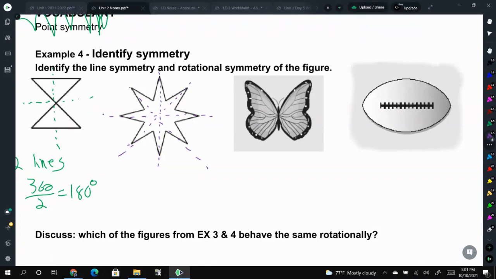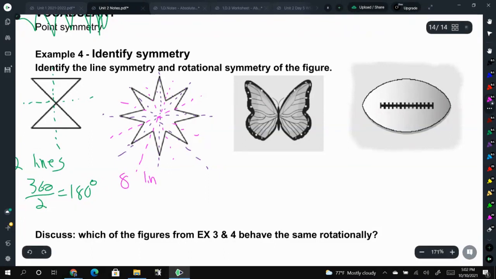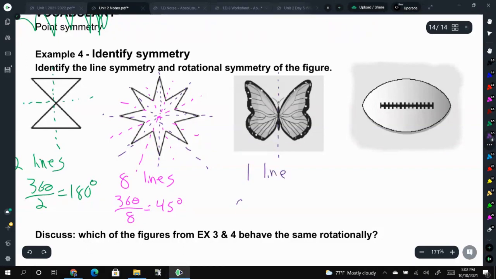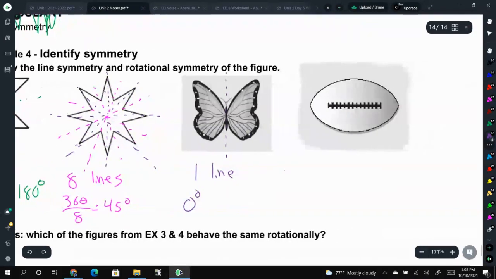So we have 1, 2, 3, 4 lines of symmetry there, but you can also go this way. So 5, 6, 7, 8. So this shape here actually has 8 lines of symmetry, meaning we're going to do 360 over 8, and that gives us 45 degrees. We could rotate that 45 degrees and get the same shape. This butterfly here only just has 1 line of symmetry, so that means it has 0 degrees of rotation.